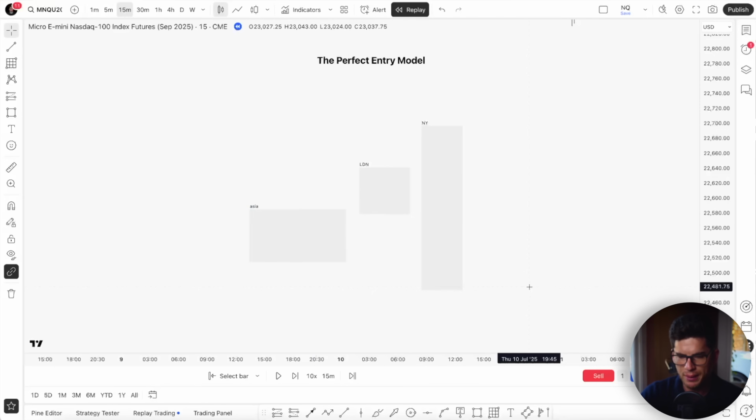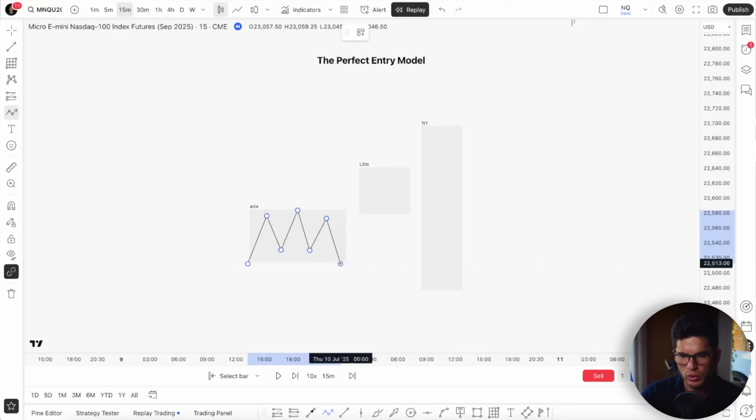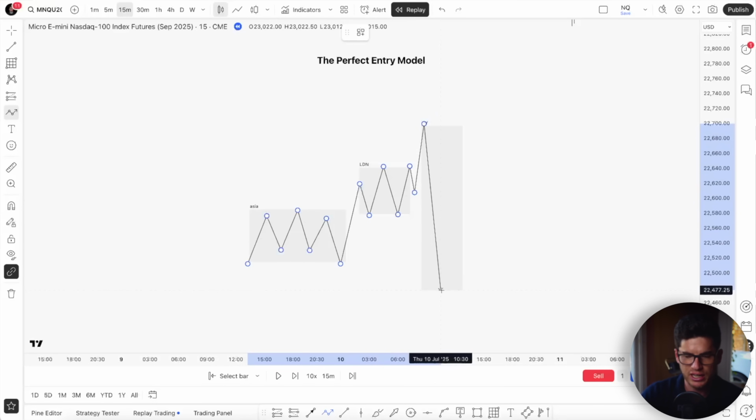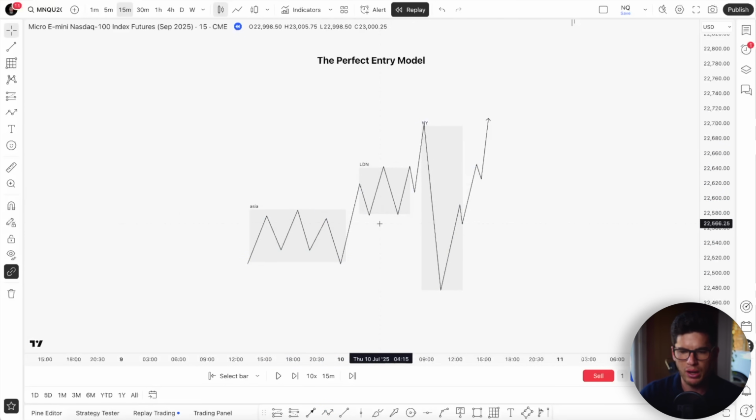And what usually happens throughout the day is we get consolidation during the Asia session. We will either get the early onset of continuation during London, or this will be early manipulation during New York before New York comes back, takes the major liquidity of the day, and then makes the major move of the day also. Now this very much depends on how London behaves after Asia and how New York then behaves after London.